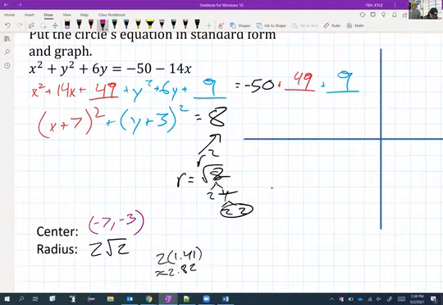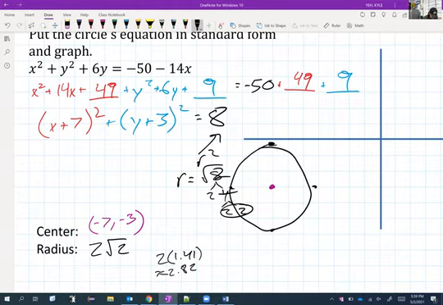1, 2, 3 is my center. And then my radius is almost 3, it's like 2.8. So I'm going to go almost 3 up, 1, 2, almost 3 down, 1, 2, almost 3 to the right, 1, 2, almost 3 to the left. Sketch my circle. I'm going to say that my radius equals 2 root 2, just so everyone knows I calculated that exactly, and that my center is at negative 7, negative 3.